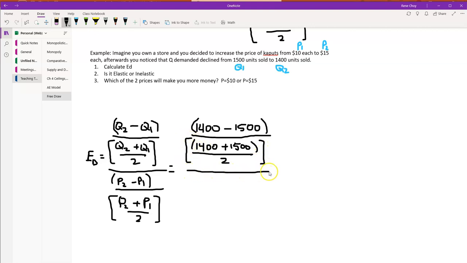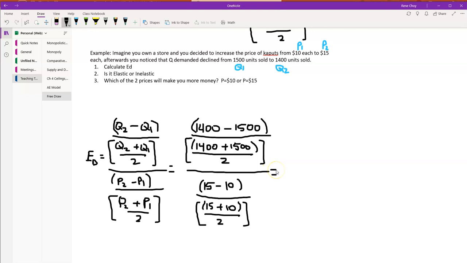Okay. Then we're going to take our prices. We're going to take P2, which is the second price. That's going to be 15. And we're going to subtract our first price, that's 10. And then we're going to do P2, the second price, 15, and add the first price. And we're going to divide that by 2. And that's our average. So we're doing our difference divided by average, difference divided by average.